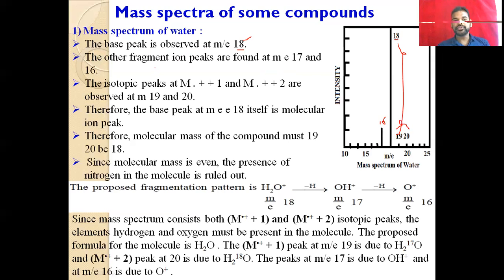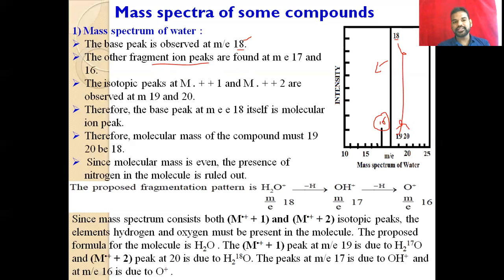The next step is the fragment ion peaks. The fragment ion peaks are found at 17 and 16. Here the base peak, that is the parent ion peak, undergoes further fragmentation and gives its daughter fragments. So 16 and 17 are the fragment ion peaks.